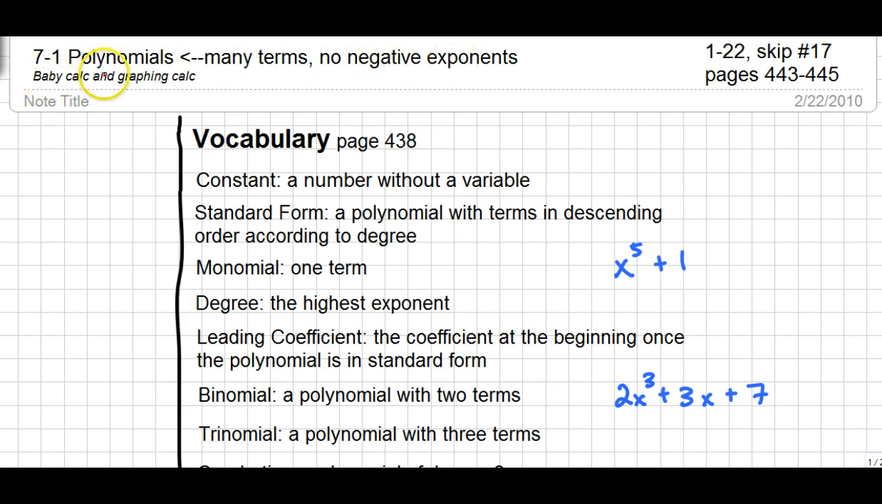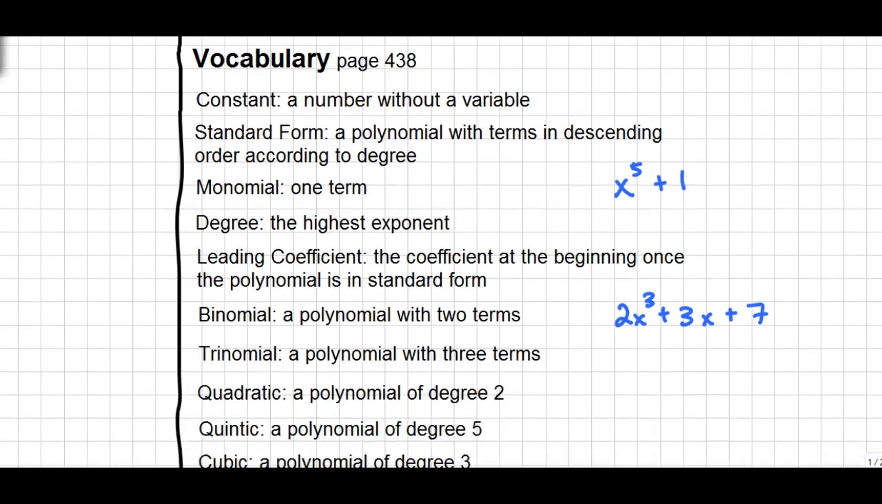There'll be a combination of both baby calc and graphing calc questions in this lesson. We begin with a bunch of vocabulary that students can either copy from here or look in their book on page 438. Whenever you're working with a constant, that is simply a number without a variable. So if we're looking at this example here, the 1 here is the constant because it doesn't have a variable next to it. Same thing with the other example here, 7 is the constant.